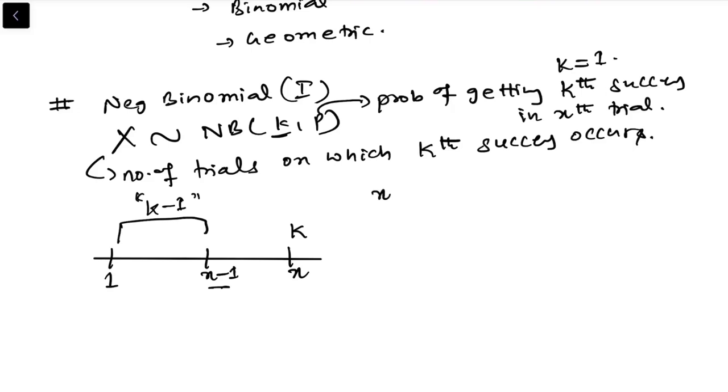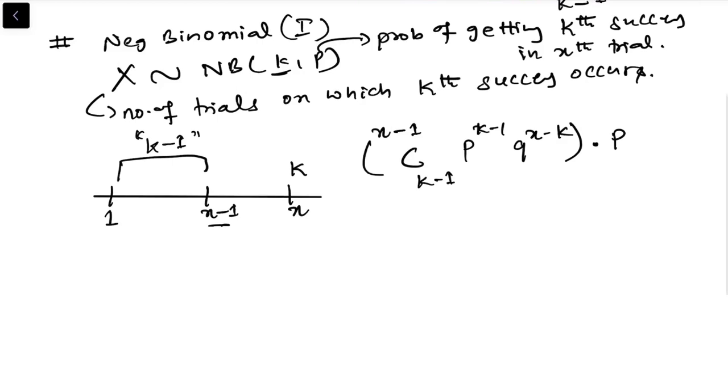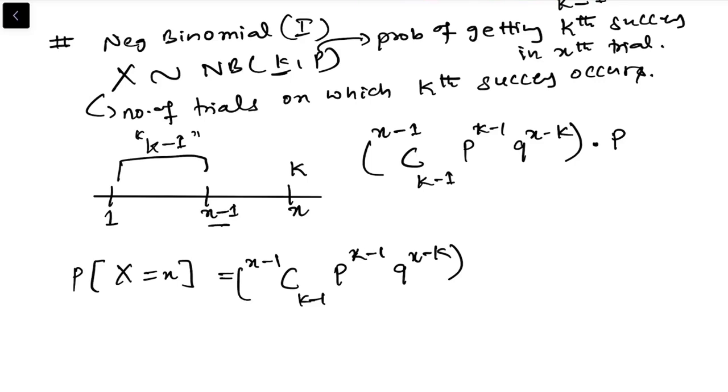So out of x minus 1 trials, we could choose k minus 1 successes, p to the power k minus 1 and q to the power x minus k. And in the xth trial, it is for sure that you're going to have the kth success. So this is probability p. And this is the PDF of negative binomial type 1. So the PDF is x minus 1 choose k minus 1, p to the power k minus 1, q to the power x minus k, and in the last trial you're going to have success.